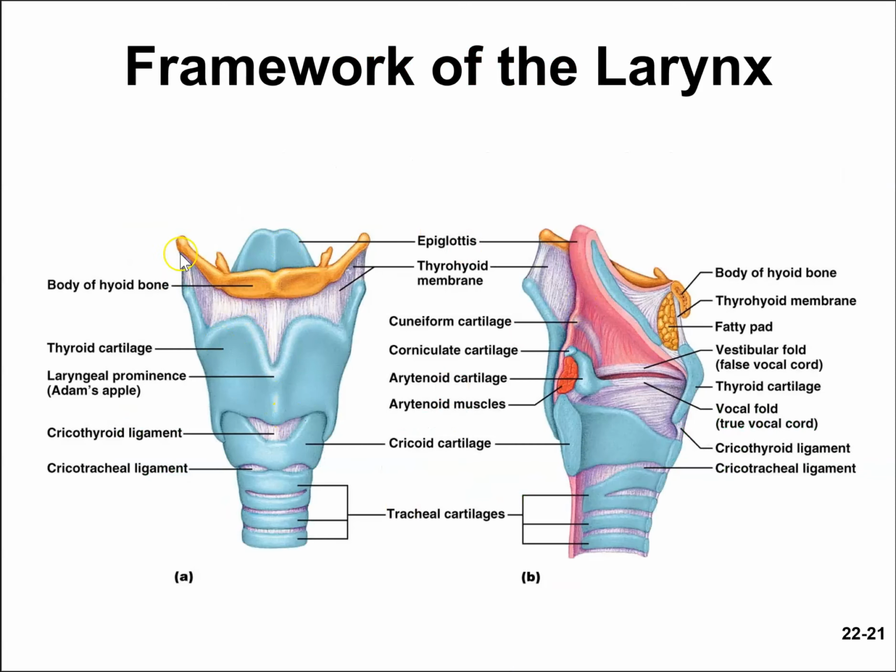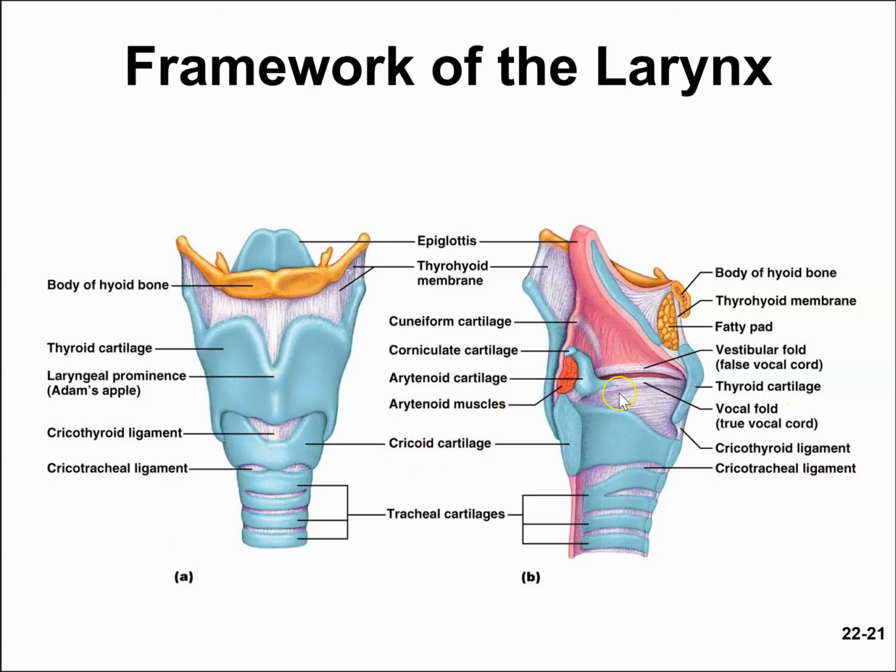If you look at the framework of the larynx, right here is the hyoid bone. The hyoid bone is the bone that you see moving up and down when you gulp food. This region is the thyroid cartilage, and right here is the laryngeal prominence. When somebody, especially a female, thinks they have a really big Adam's apple, they sometimes choose to do surgery to reduce the laryngeal prominence. In this surgery, they shave off some cartilage from the laryngeal prominence.